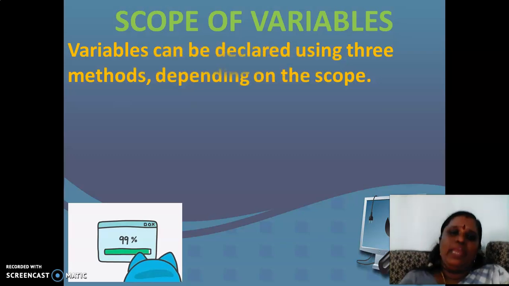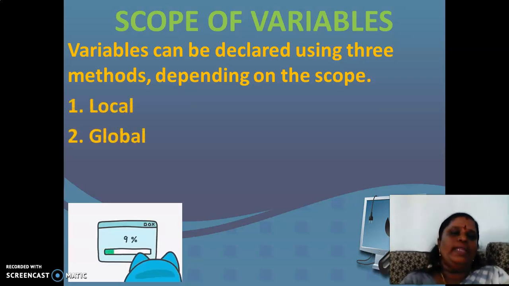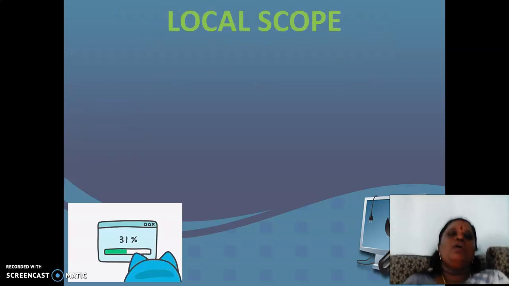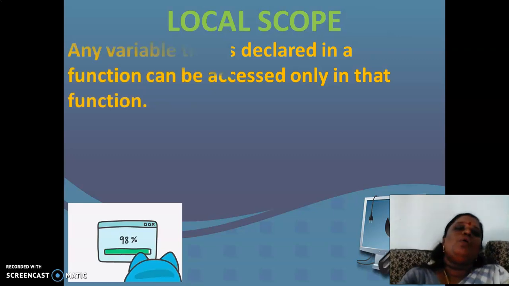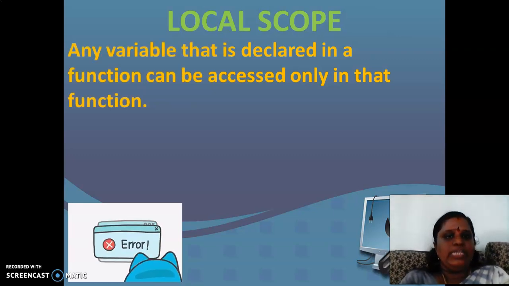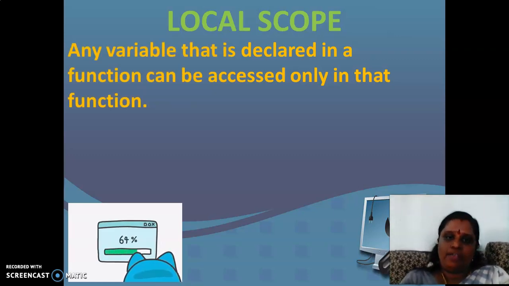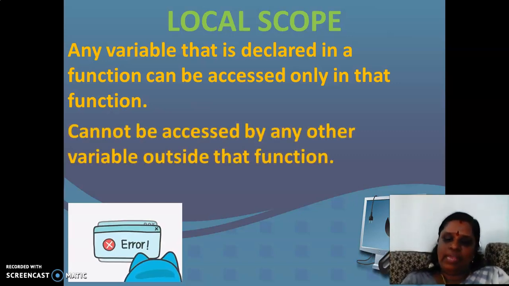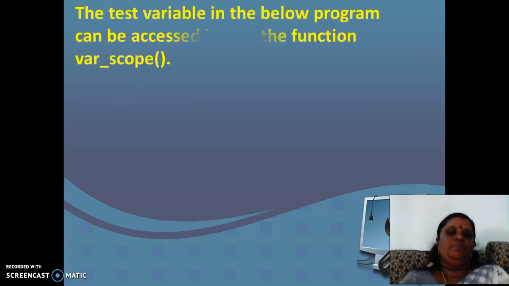Okay, the variables can be declared using 3 methods depending on the scope. The first one is local, the second one is global, and the third one is static. Okay, what is meant by the local scope? Local scope is any variable that is declared in a function and can be accessed only in that function. It cannot be accessed from outside the function.